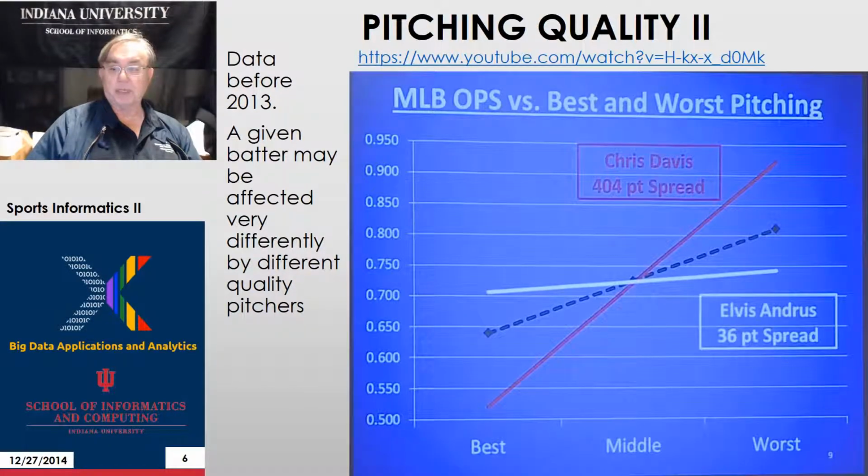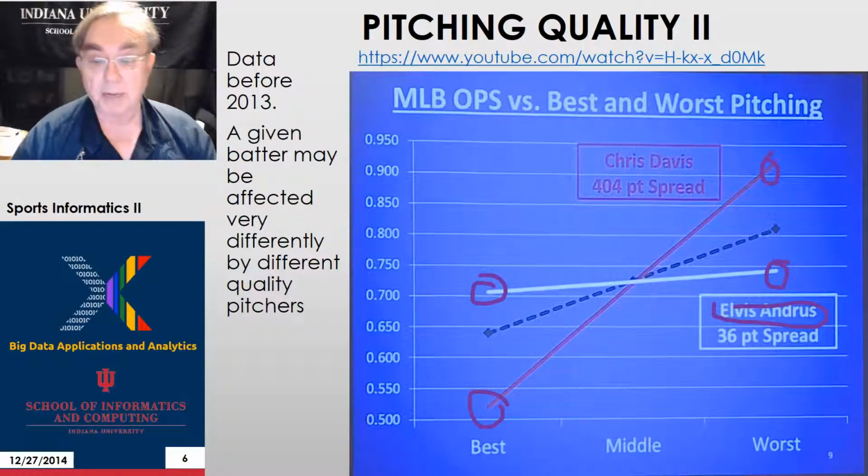Then if you look at a particular individual batter, they actually are not necessarily equal to this average. So here's a batter, Elvis Andrus. He has a similar percentage against poor pitchers as against good pitchers. He's a little better against poor pitchers, but not much. If you look at Chris Davis, he's enormously better against poor pitchers than against the best pitchers.